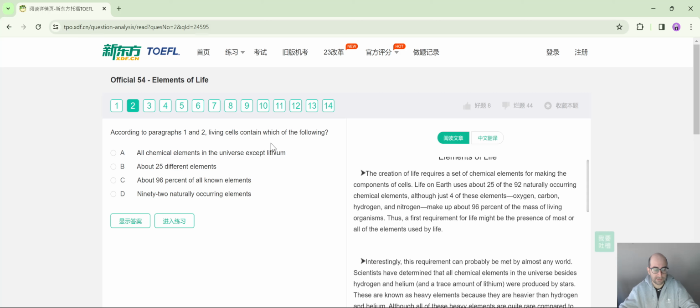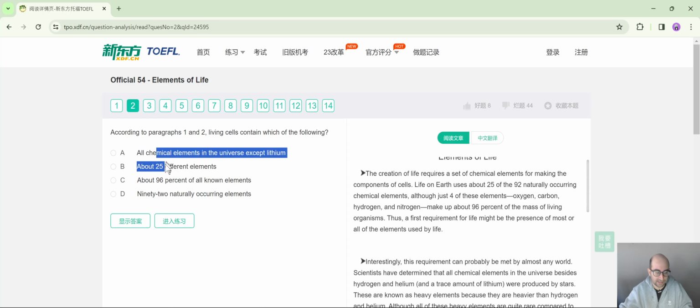According to paragraphs 1 and 2, living cells contain which of the following? So this is a detailed question, but we have to refer to 2 paragraphs. And if you find it in one of them, you're good to go. You don't have to necessarily read the other one unless you feel insecure and you want more clues, more information. So living cells, let's see. The creation of life requires a set of chemical elements for making the components of cells. We just read that. Life on Earth uses about 25 of the 92 naturally occurring chemical elements. Okay, 25 out of 92. 25 is our key number here.